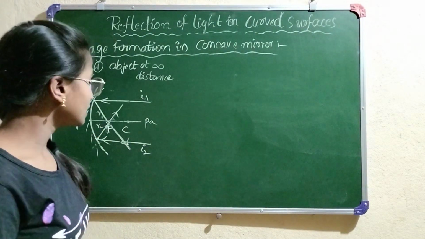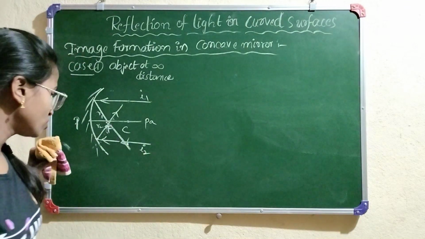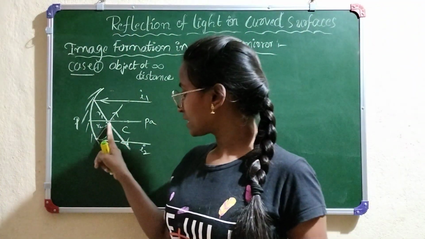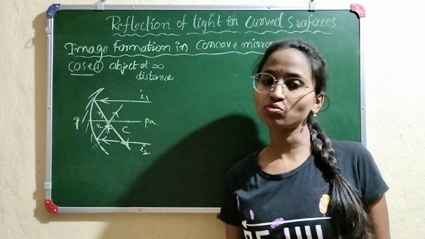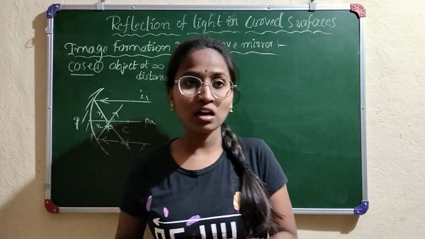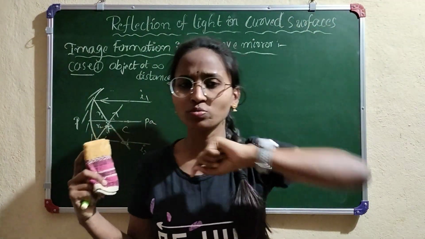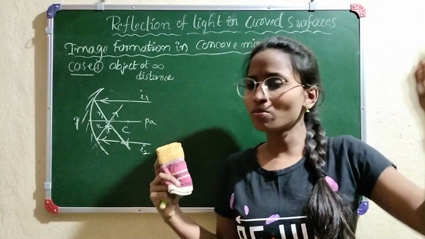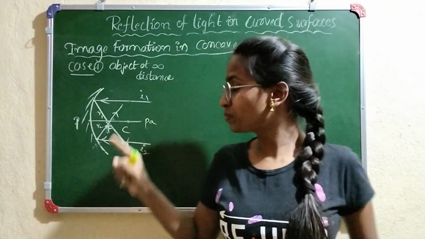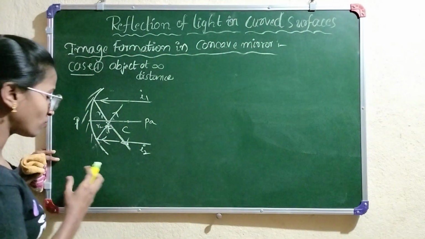Am I clear? These two reflected rays are intersecting where? At the focus. So now the reflected rays are really intersecting, and exactly this is the point where the image is formed. In the same manner, if you have a doubt, you can take a concave mirror and keep an object at infinity distance and observe. The image will be formed exactly at the focus, a point size image. And here you should write the properties of image.